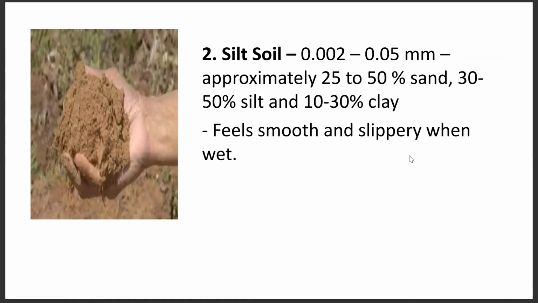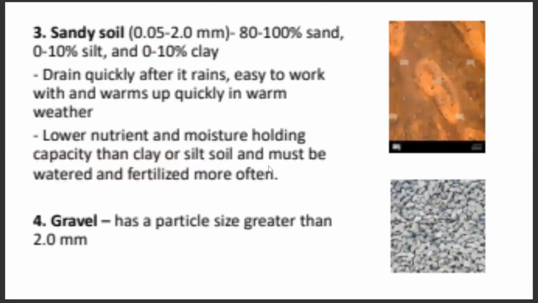Number two would be the silt soil, approximately 0.002 to 0.05 millimeter, approximately 25 to 50% sand, 30 to 50% silt, and 10 to 30% clay. It feels smooth and slippery when wet. This is our silt soil.